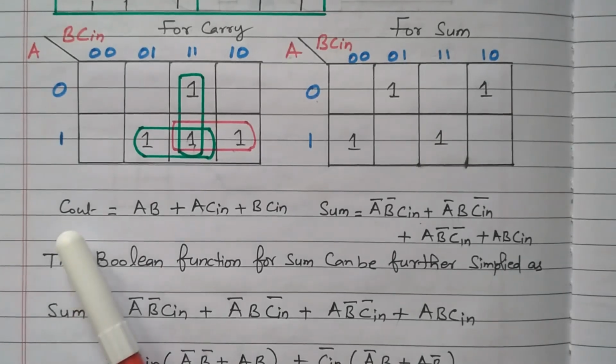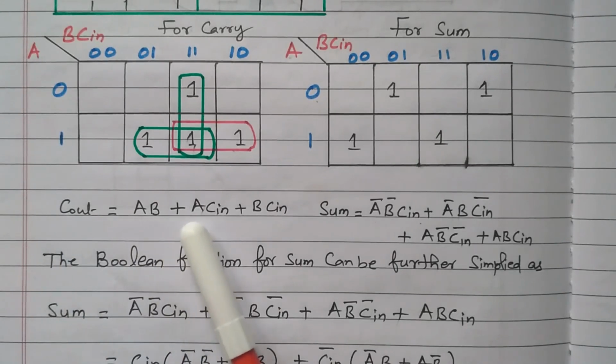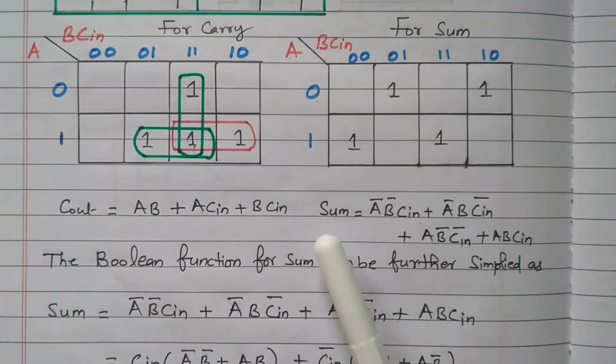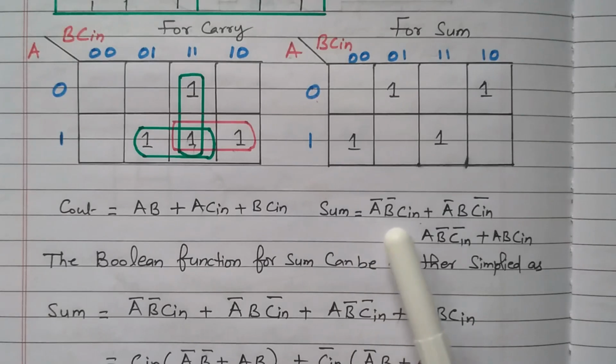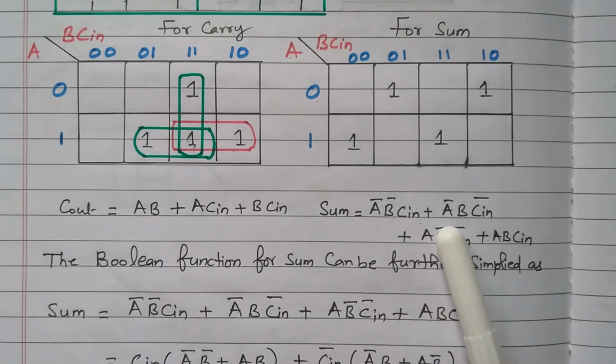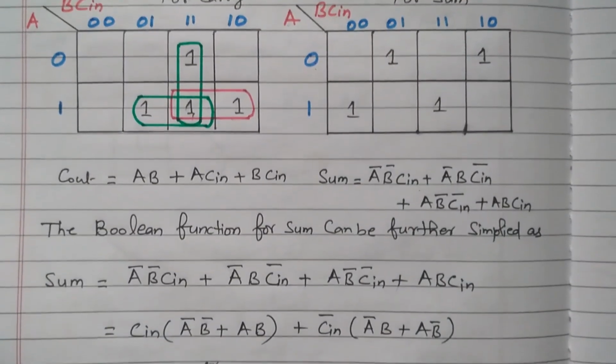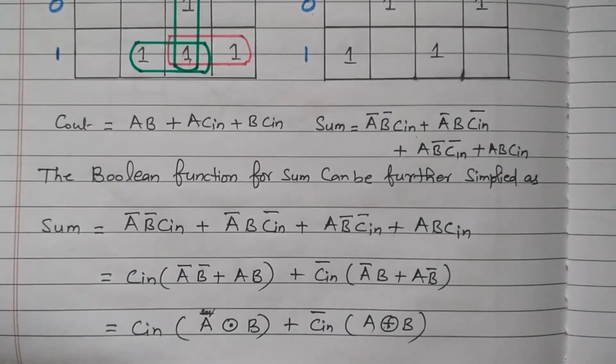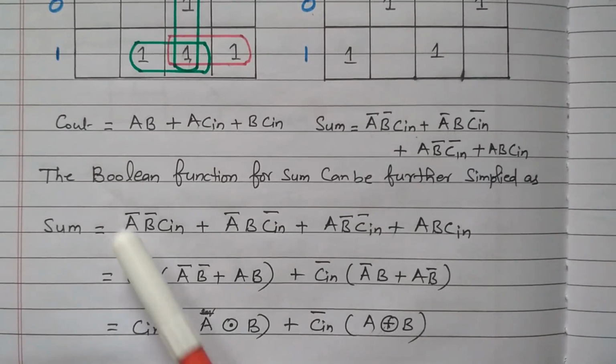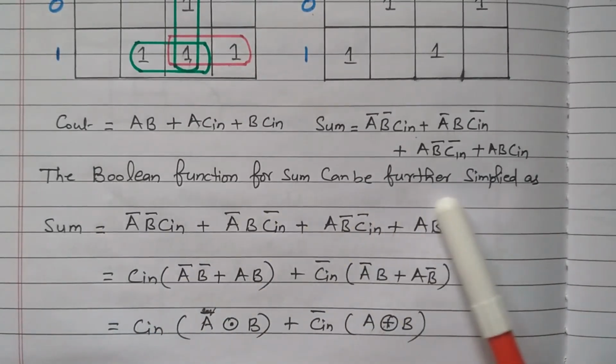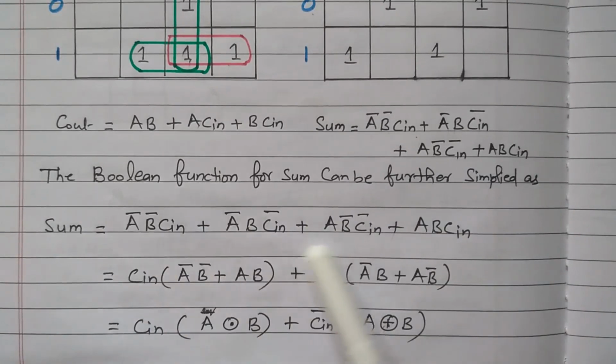So we got the expression: C out is AB plus A C in plus B C in. Sum is nothing but A bar, B bar, C in plus A bar, B, C in bar plus A, B bar, C in bar plus A, B, C in, right? Now we'll go for further simplification of this sum. There are so many terms available. So we can go for further reduction of this expression for sum so that we get the simplified one.